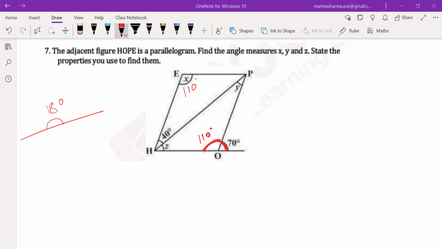Abhinav, Z is 20? No, it is wrong. Not correct. Try it again, Abhinav.